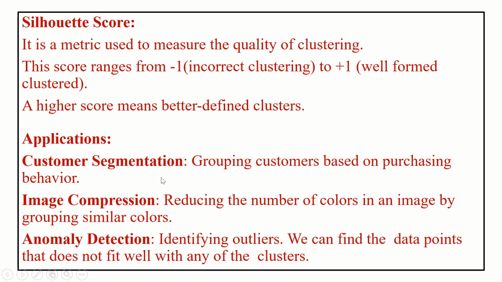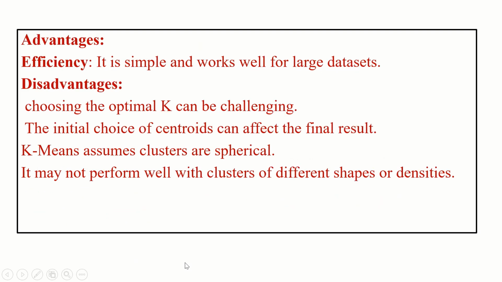Applications are customer segmentation, image compression, anomaly detection. For image compression, it reduces the number of colors in an image by grouping similar colors, and it can be used for identifying the outliers. We can find the data points that do not fit well with any of the clusters.